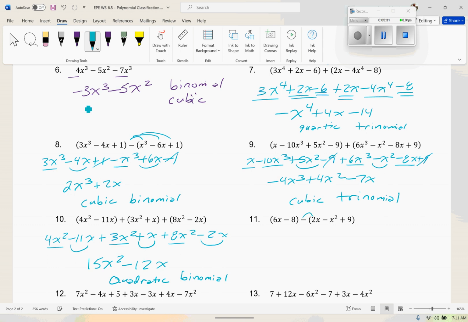Number 11, I need to make sure I distribute my negative. So I can drop the first set of signs without changing any signs. Then I get minus 2x plus x squared minus 9. So let's do it in order.